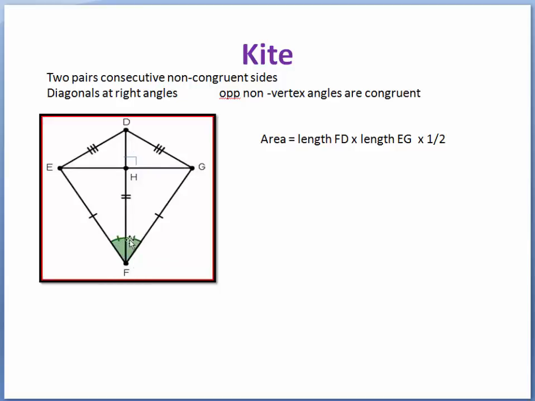Also, these diagonals bisect the angle. So this diagonal bisects angle D, splits it into two equal parts. This line bisects angle E, splits it into two equal parts. Same here and same here. The area is the length of the two diagonals multiplied together. So FD multiplied by EG, the two lengths, and we half that. So length FD multiplied by length EG, halved.